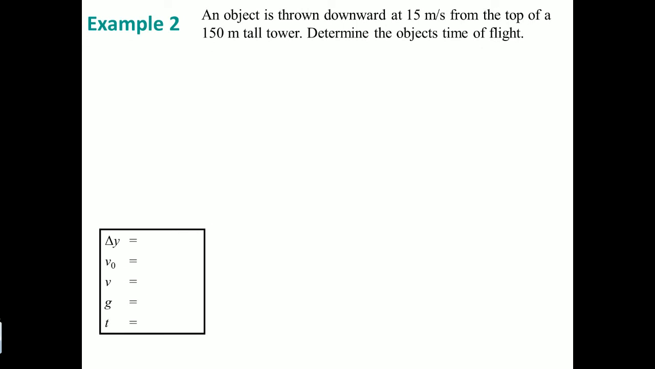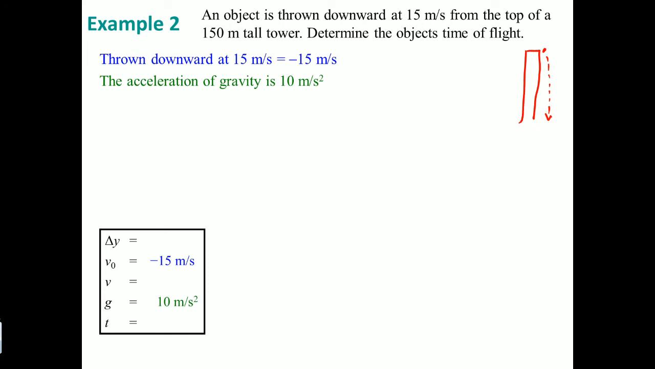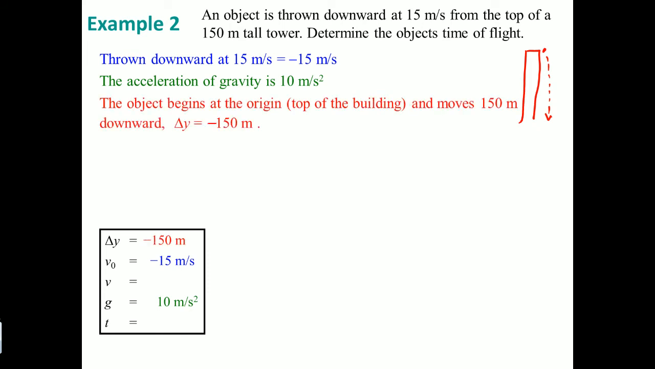Next, example 2. An object is thrown downwards at 50 meters per second from the top of a 150 meter tall tower. Determine the object's flight time. So you should draw a picture if you would like here, and it comes directly down. It goes downwards at 50 meters per second, and I make this negative because we label downwards as negative. The acceleration is 10 meters per second squared, and we saw that the delta y is equal to negative 150 meters.